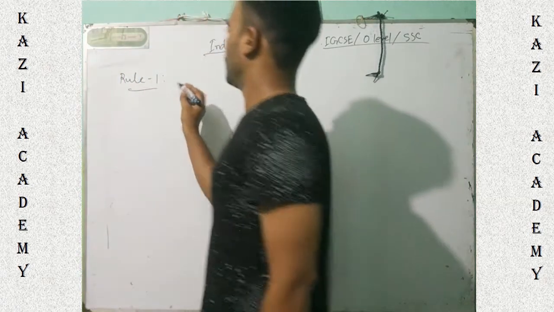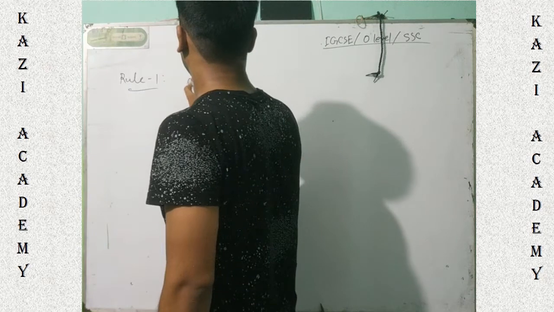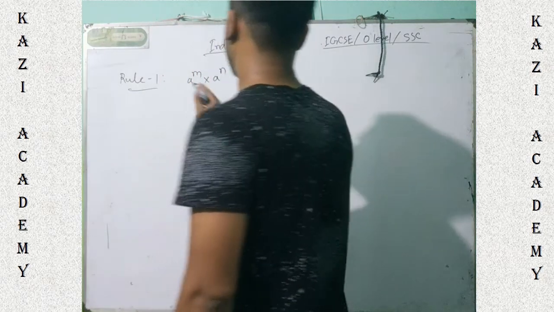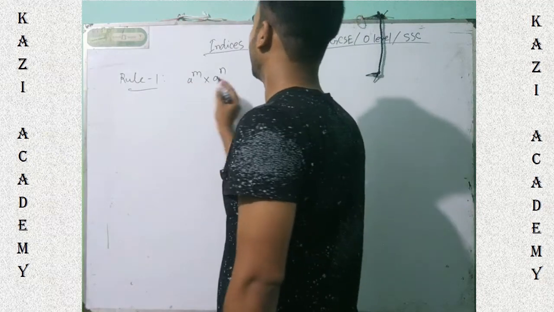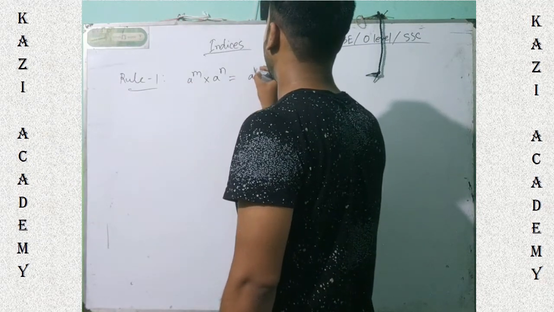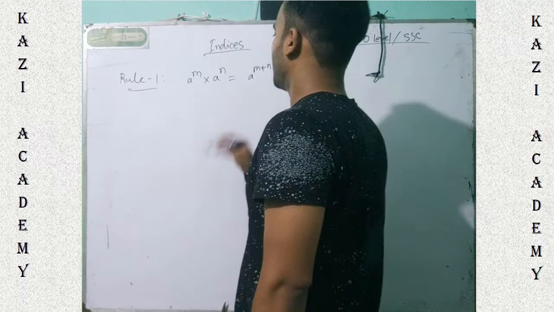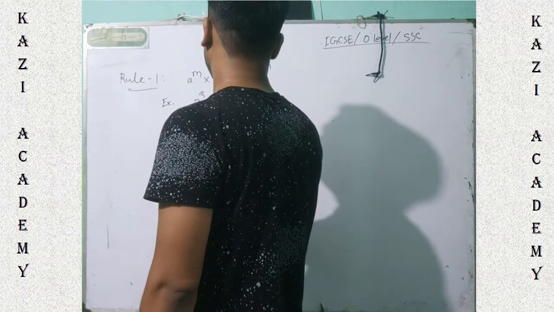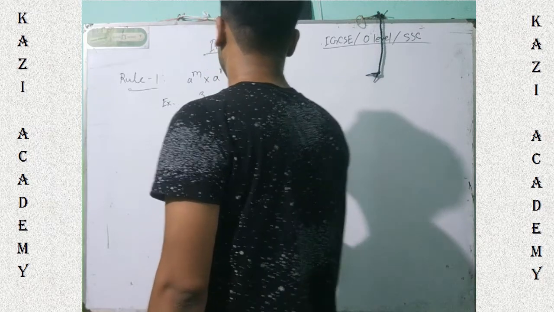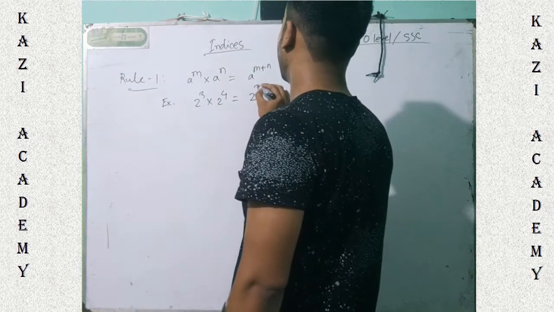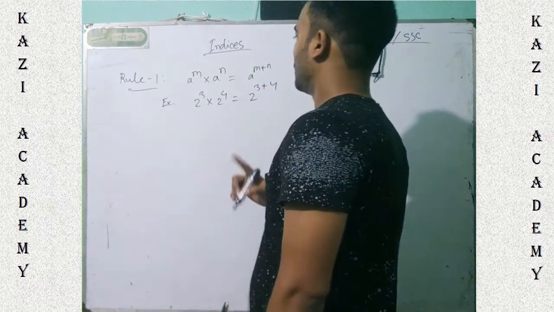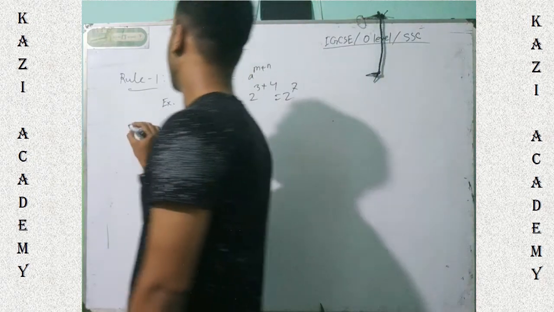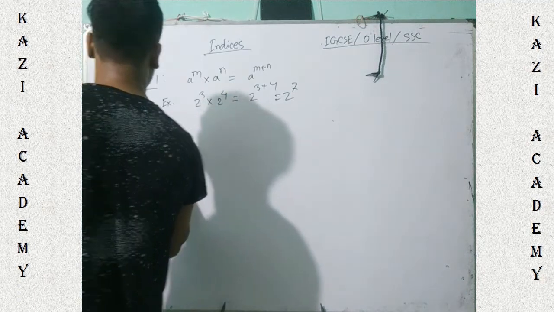Rule number 1: a to the power m times a to the power n. So we have a common base here, so that's why we can write a to the power m plus n. For example, if I write 2 to the power 3 times 2 to the power 4, basically it will be 2 to the power 3 plus 4, okay, 2 to the power 7.